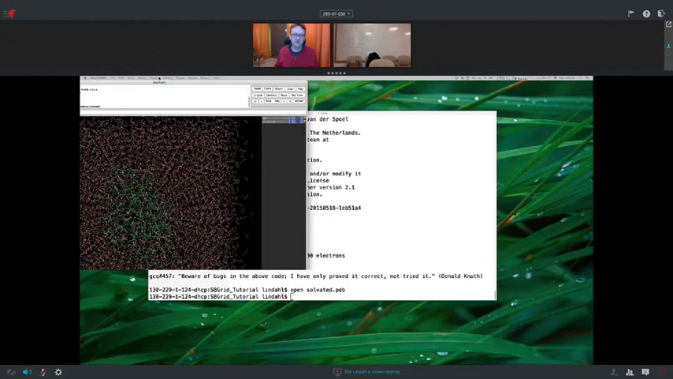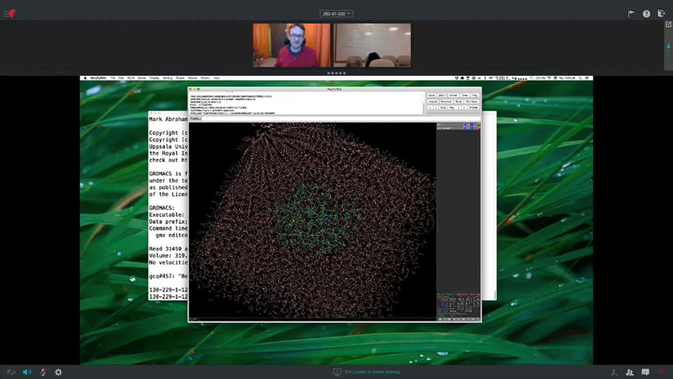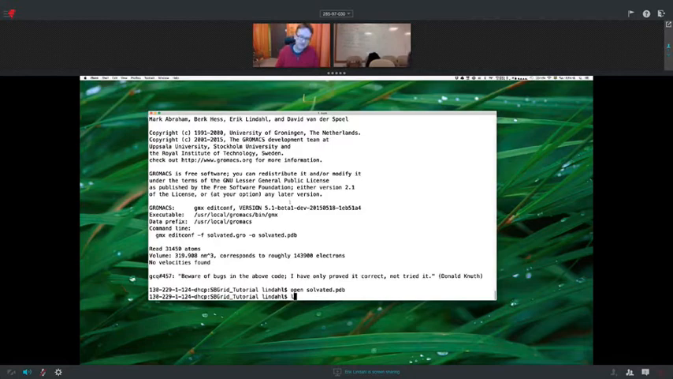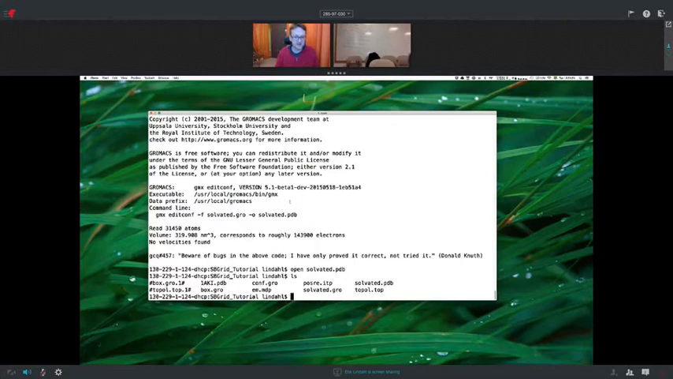So here you see the protein in its box. It's probably going to be a bit jerky due to the video, which looks beautiful. So this we can simulate. I'll close that. So now I have the coordinates with the water. I have these parameters, em.mdp, and I have the chemical knowledge.